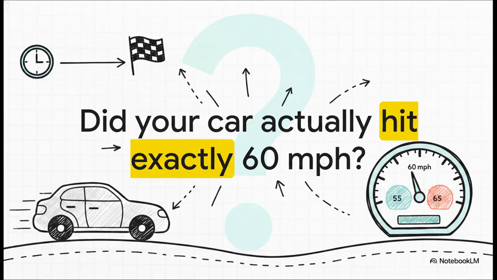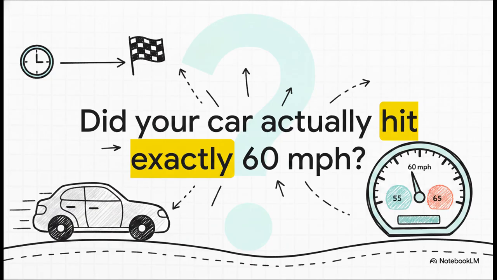Imagine that a 120-mile trip took you exactly 2 hours. Basic math tells us your average speed was 60 miles per hour, right? But here's the deeper question I really want you to consider. If you know your average speed was 60 miles per hour, did the car's speedometer actually strike that precise number at any specific exact moment? I mean, think about it.